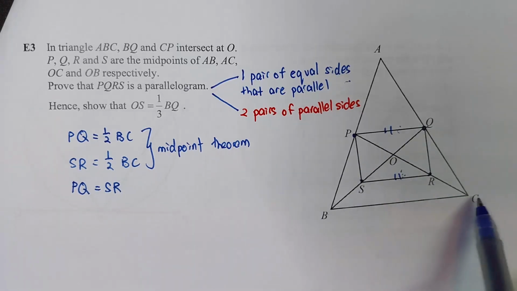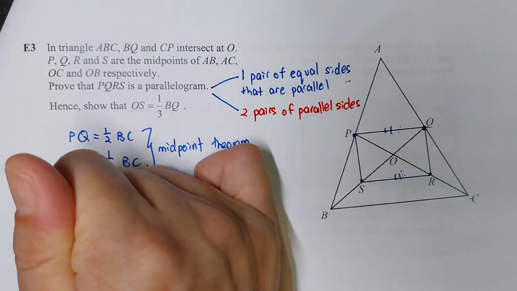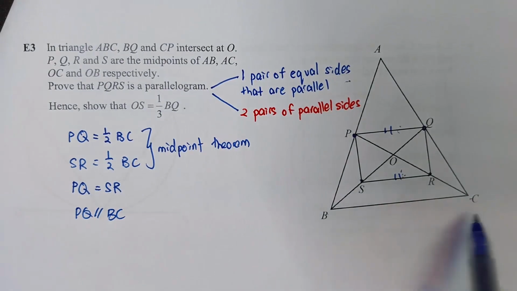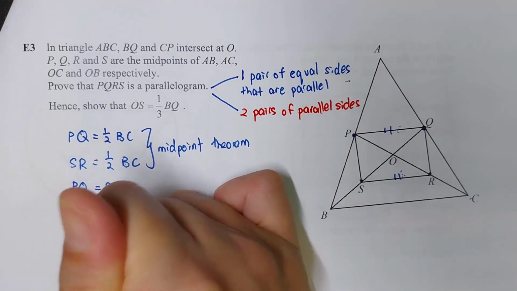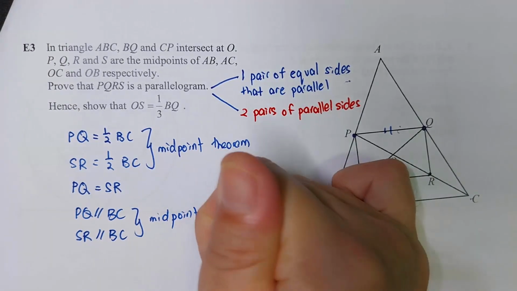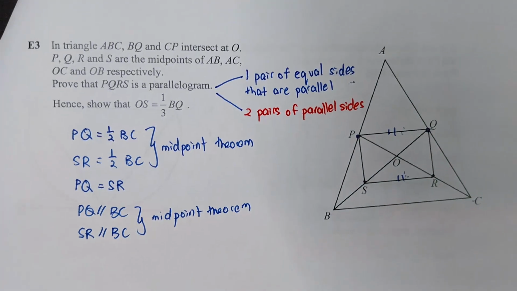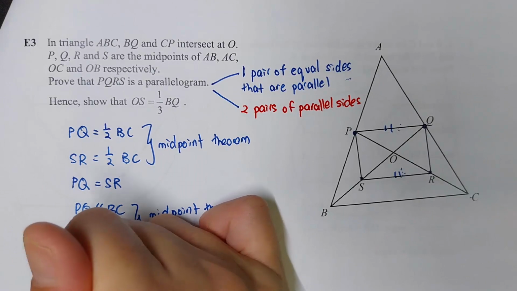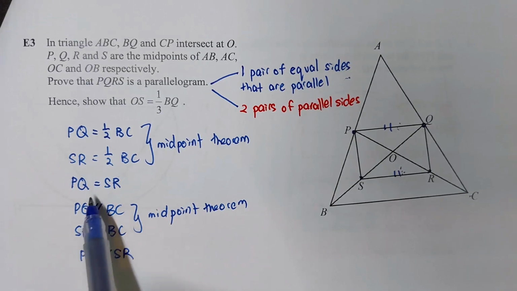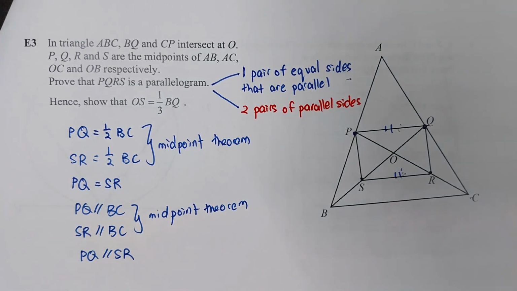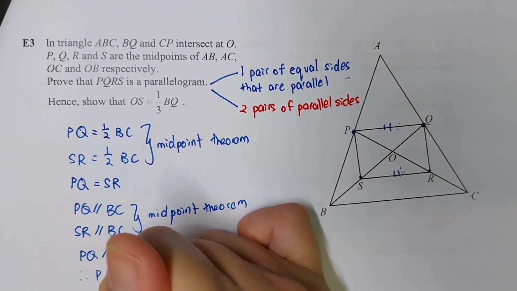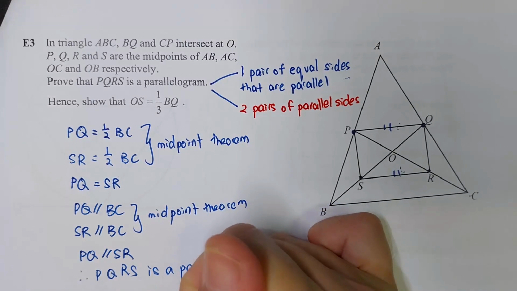PQ is parallel to BC based on the midpoint theorem. And SR is also parallel to BC based on the midpoint theorem. And in conclusion, PQ is parallel to SR. Since PQ equals SR and PQ is parallel to SR, therefore PQRS is a parallelogram.